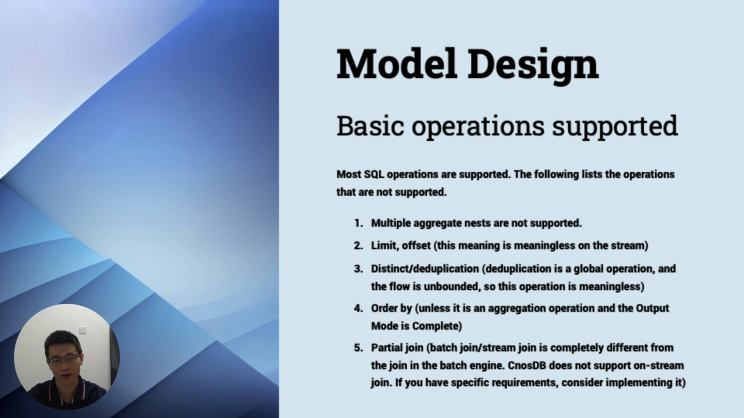The distinct operation is also not supported because it's a global operation, and streams are unbounded by nature. The order by operation is not supported unless it occurs within an aggregation operation and meets certain output criteria. While there are certain limitations, these operations are not commonly used in practical streaming scenarios, so the impact of this limitation is minimal.